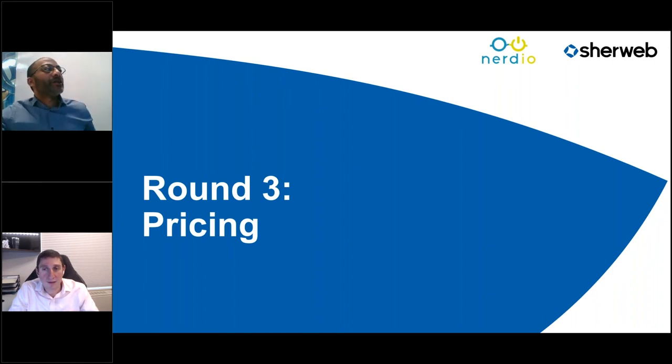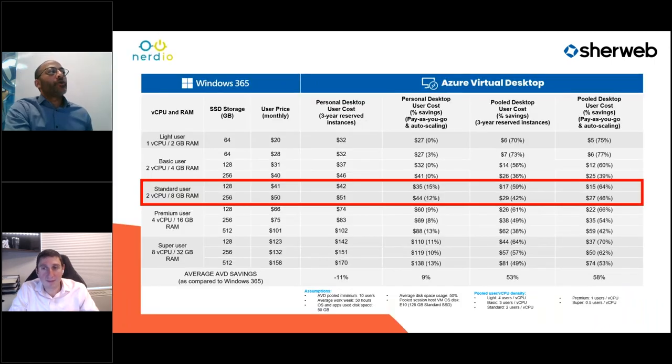All right, so round three, we're going to take a look at the pricing. I know there are a lot of options for Windows 365 and Azure Virtual Desktop. So instead of looking at all the numbers, let's just take one scenario, the standard user, the two virtual CPUs with 8 gigabyte RAM, and see how the pricing would look for someone who wanted to use Windows 365 or Azure Virtual Desktop.